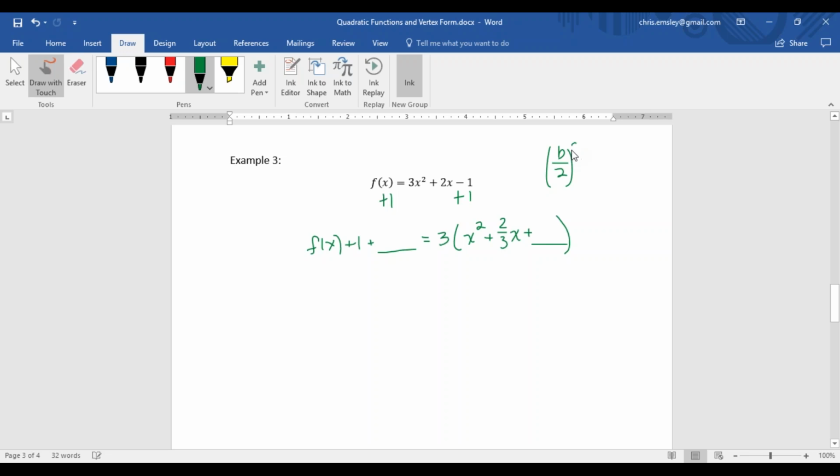We still have to calculate b over 2 squared, which is 2/3 divided by 2 squared. 2/3 divided by 2, if it doesn't come naturally to you, plug it in on your calculator. But that ends up being 1/3, and 1/3 squared is 1/9. Again, be careful here because that 1/9 is in the parentheses. I haven't really added 1/9 to the right-hand side. I've added 1/9 times 3, which is 3/9, or 1/3.